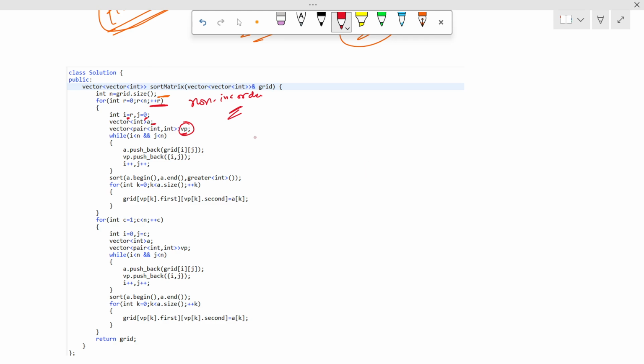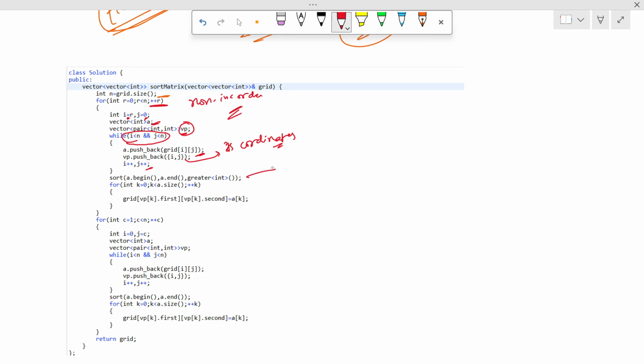Okay, and then we have to traverse their diagonals with the condition of i less than n and j less than n, and then we have to check their values, and store the current diagonal element in our vector of int a, and in this pair we have to store its coordinates, and then we move to the next diagonal element.